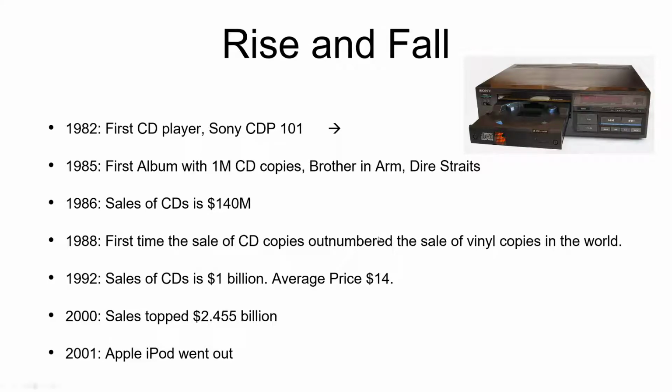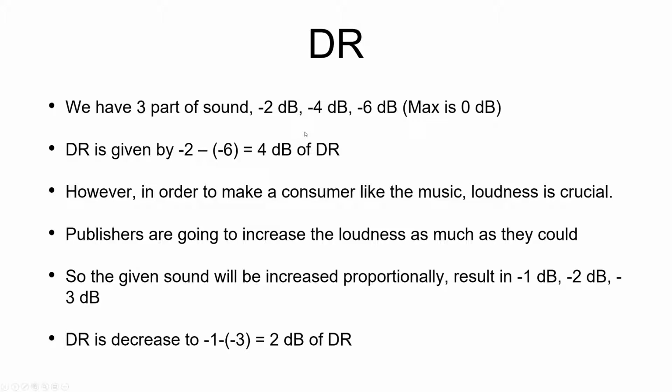The dynamic range, DR, is the CD's edge, but it is not fully appreciated by either the producers of music or the consumers of the music. What is a dynamic range? Assuming we have three parts of sound, negative 2 dB, negative 4 dB, and negative 6 dB. Keep that in mind. The max of the dB is 0.